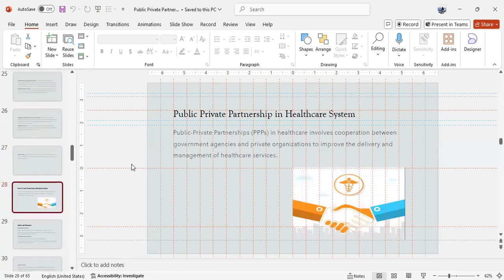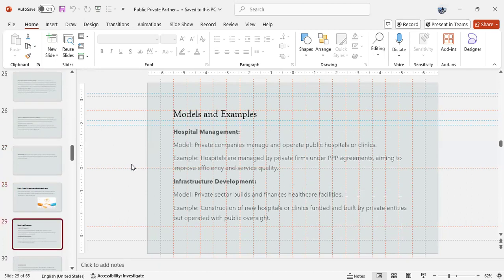Public-private partnership in healthcare system. Public-private partnerships in healthcare involve cooperation between government agencies and private organizations to improve delivery and management of healthcare services. We will consider now some models and their examples. For example, in hospital management, the model is private companies manage and operate public hospitals or clinics. Example, hospitals are managed by private firms under public-private partnership agreements aiming to improve efficiency and service quality.